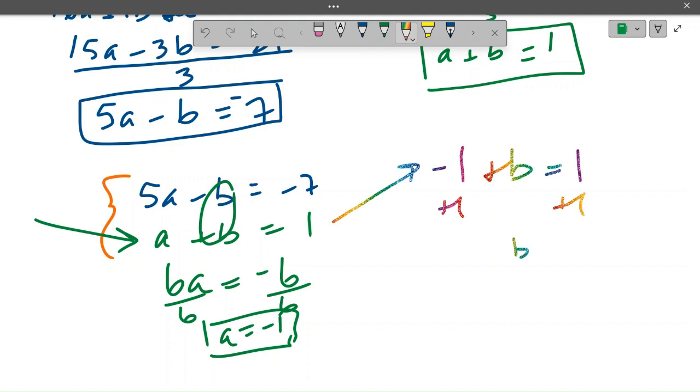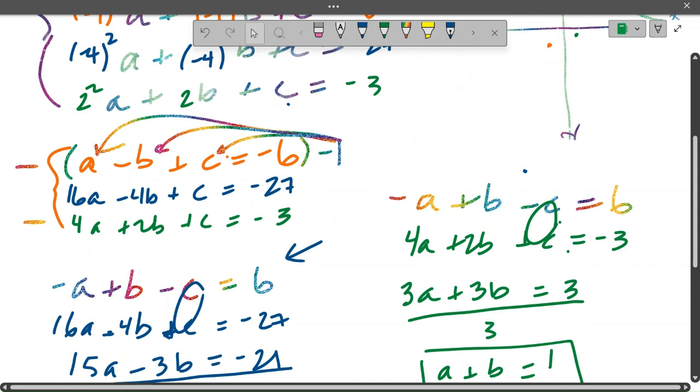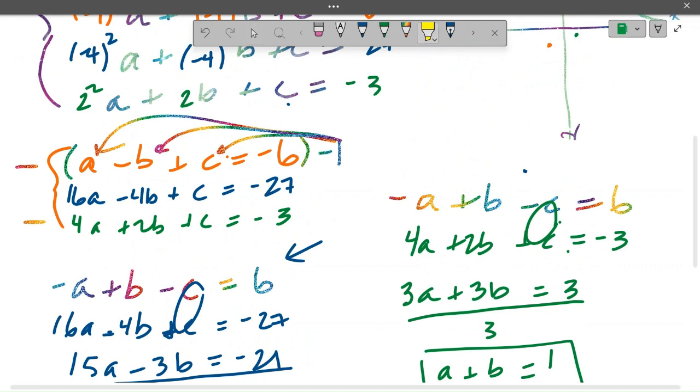and b equals 2. So now we know a and we know b, and the only thing left that we need to solve for is c. So I'm going to come back up here, and I am looking for an equation that I can plug a and b into, and I'm going to choose this one because it's the simplest. So a minus b plus c equals -6. I'm going to scroll back down.